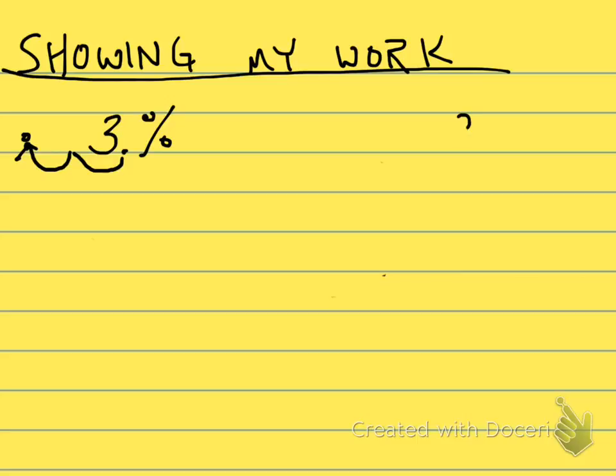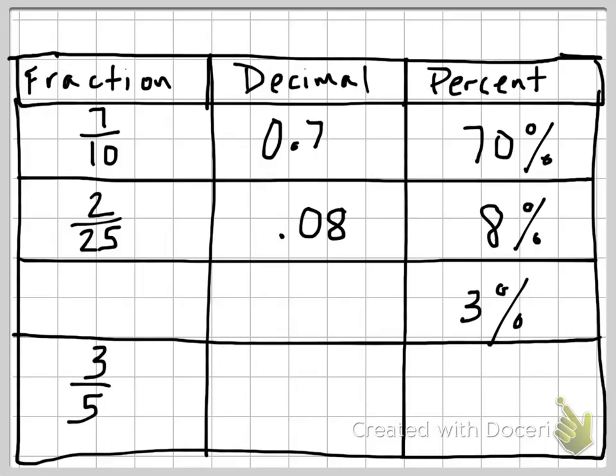So when we do that, we'd have our 3 moving 2 places to the left. We'd end up with a number looking like this. So there's my decimal, 0.03. And if I read that decimal, it is 3/100. So I can just write down as a fraction what I just read, 3/100.